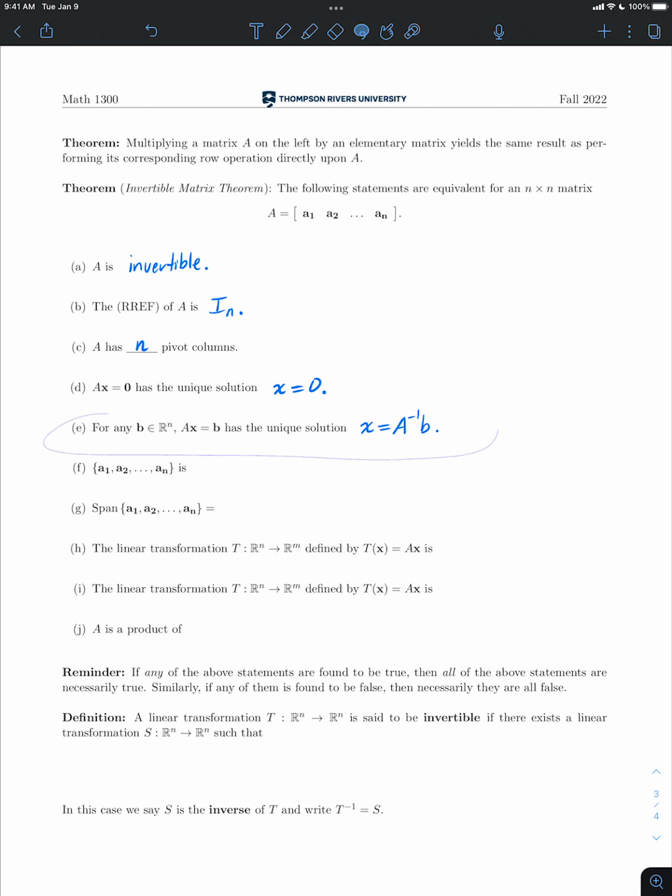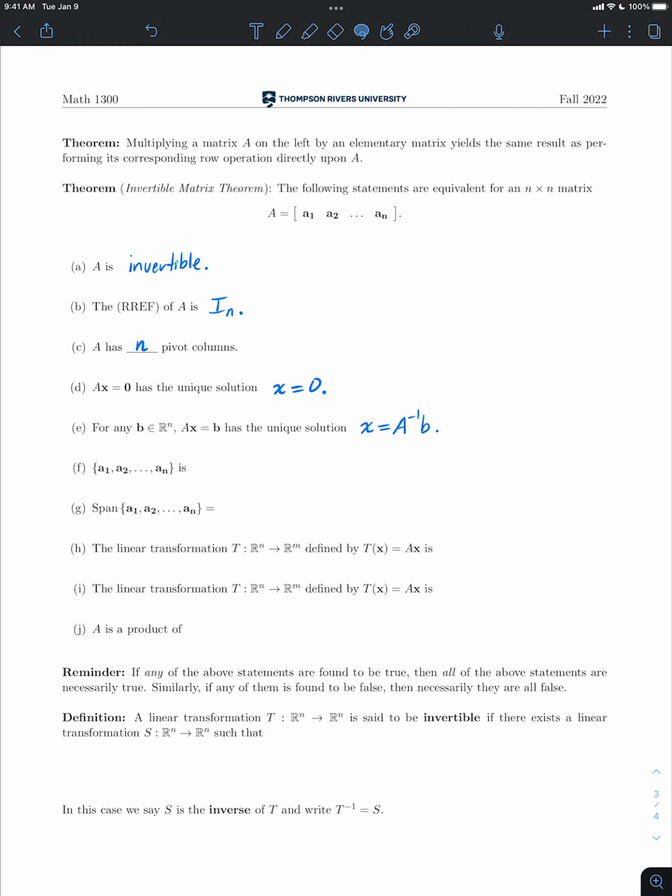So notice that statement E is just a more general version of statement D. In the specific case where B happens to be the zero vector, when you perform this product, you'd actually just get the zero vector again. And then you would end up having everything reduced down to this statement. But back to reminding you, how do you interpret this theorem?